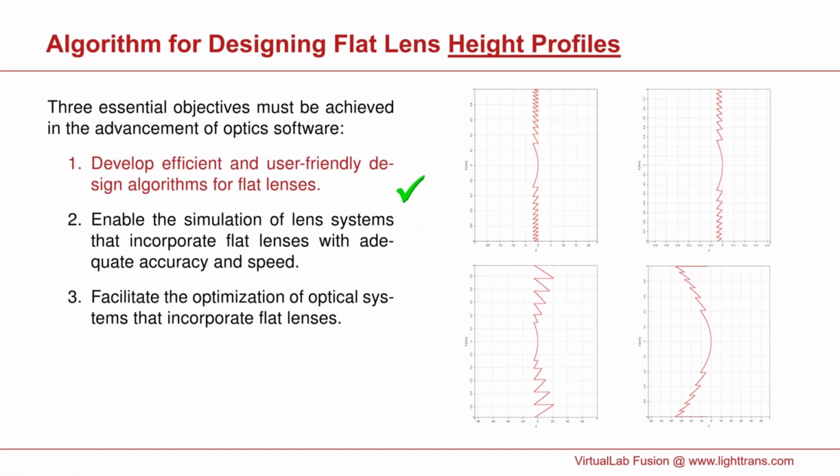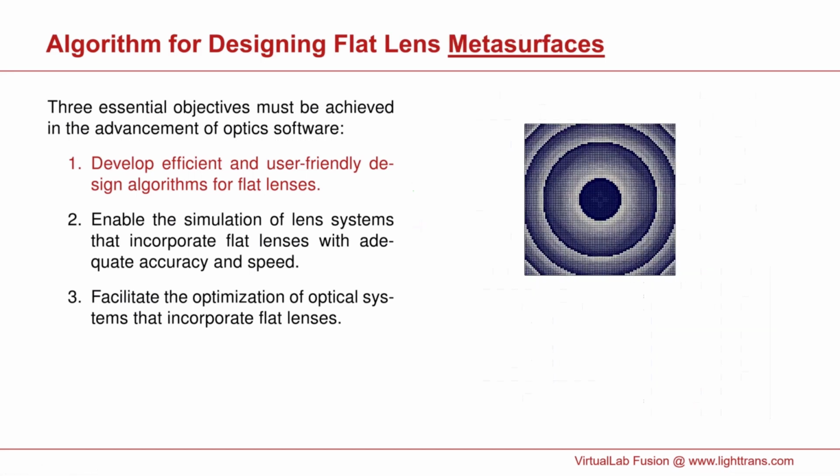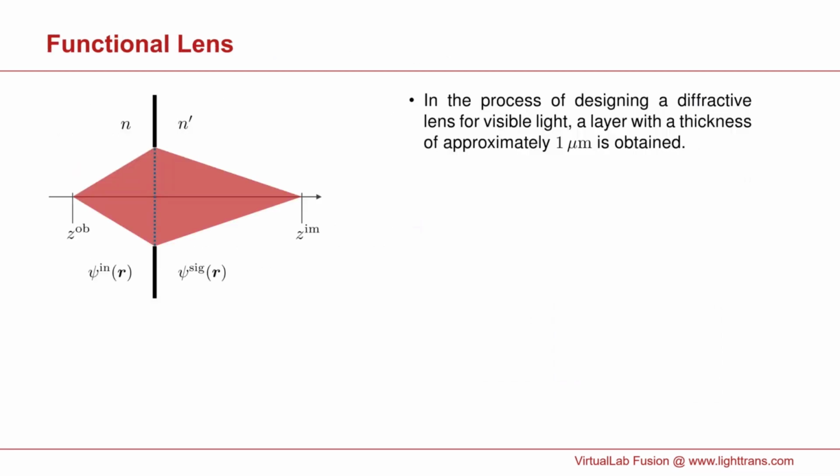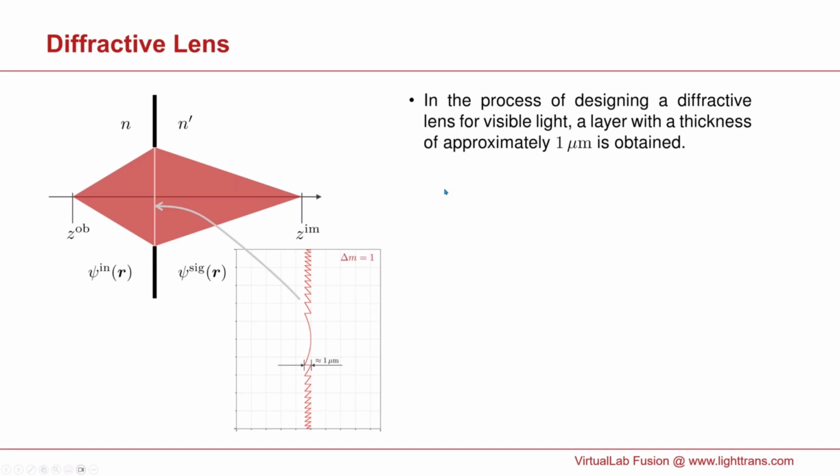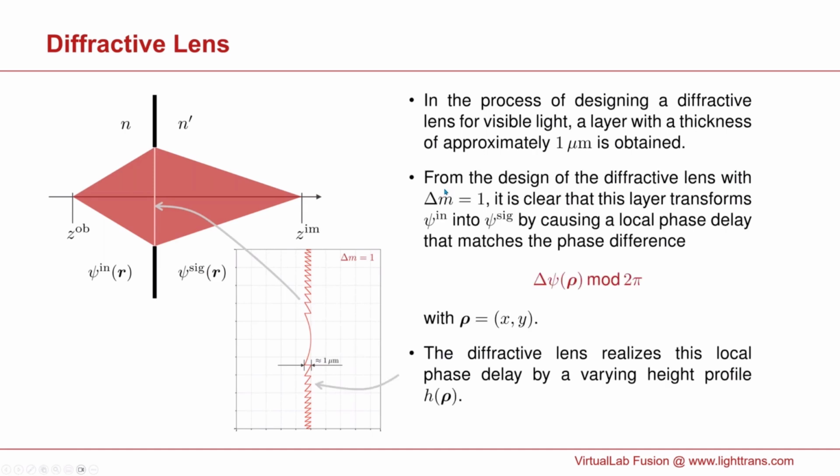We will now explore the design of flat lenses that incorporate metasurfaces. In the process of designing a diffractive lens for visible light, a layer with a thickness of approximately 1 micrometer is obtained. We saw that already before. From the design construct of the diffractive lens with delta m equal 1, it is clear that this layer transforms the input to the output by causing a local phase delay that matches the phase difference delta psi, modulo 2 pi. The diffractive lens is realizing this local phase delay by a varying height profile.